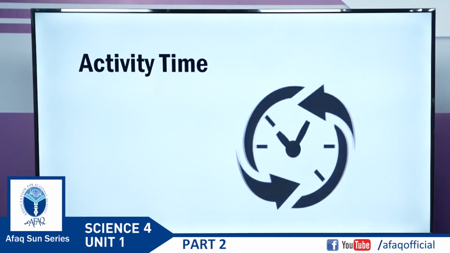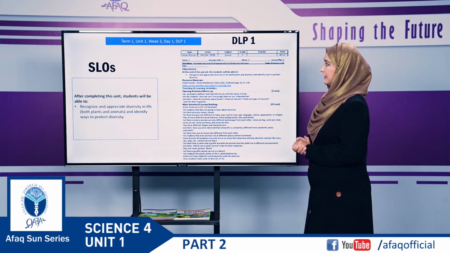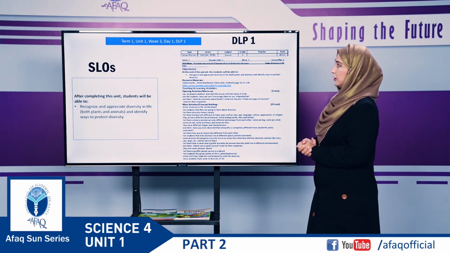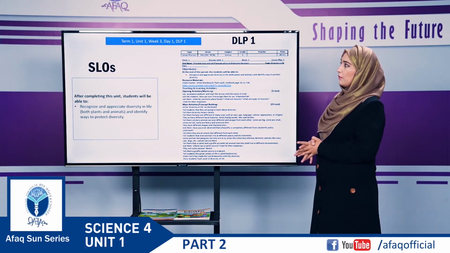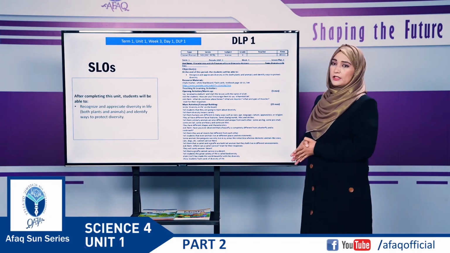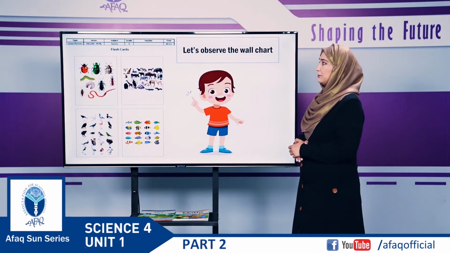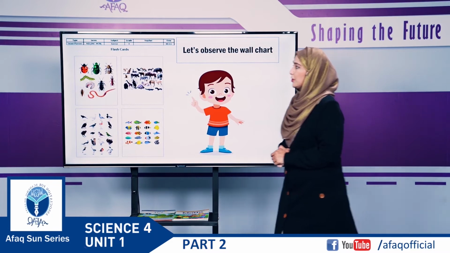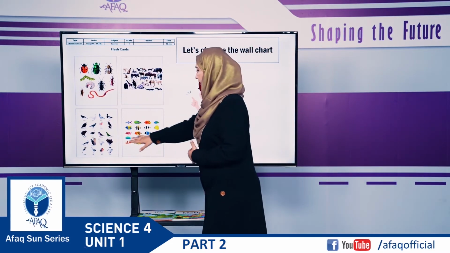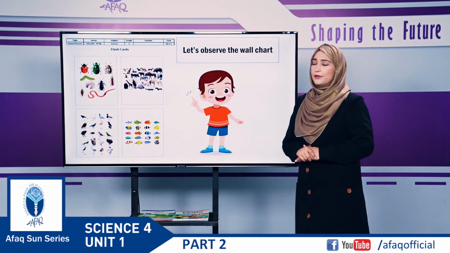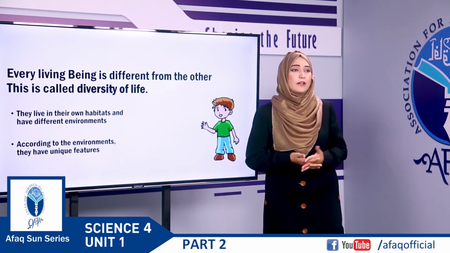Okay, it's activity time. In this period, we are going to cover 1 SLO, and the complete methodology for covering this SLO is given in DLP 1 of Day 1 of Week 3, Unit 1, Term 1. Look at these flashcards. Let's observe these flashcards. You can see the pictures of some insects, animals, birds and fish. These are different types of animals. You have seen the pictures of a variety of animals.